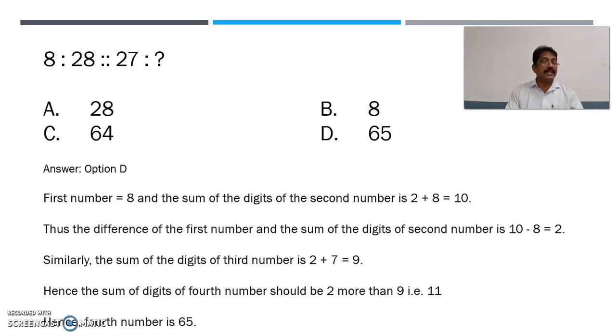Okay, 8, 28 and 27. What's the next one here? It's very clear: 2 plus 8 is 10, 10 minus 2 is 8. Correct? Same. How do you get 27? Here it's very clear: 6 plus 5 is 11, 11 minus 2 is 9. That is 2 plus 7. So you can say 65 is the correct option.